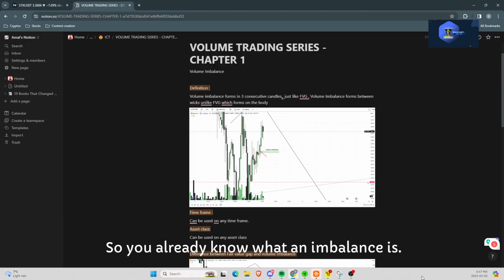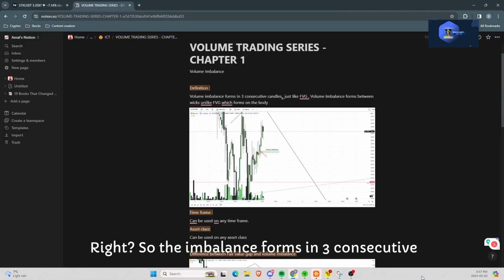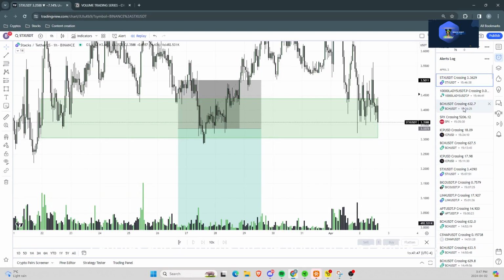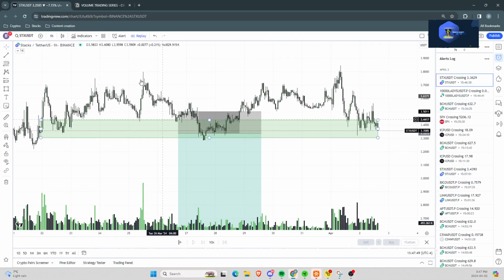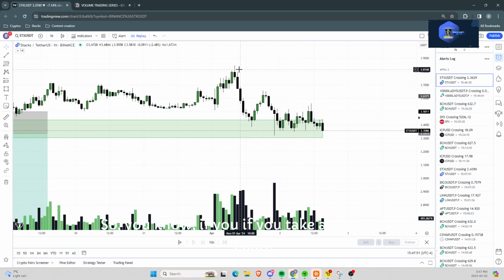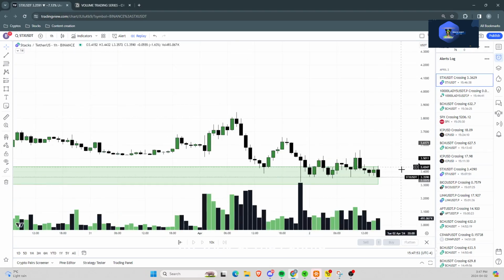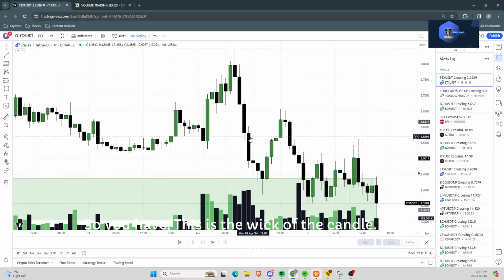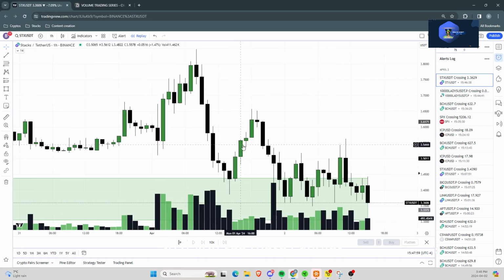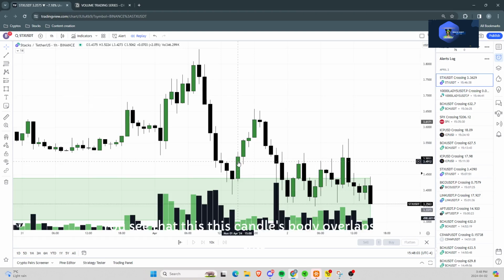So you already know what an imbalance is, right? The imbalance forms in three consecutive candles, and it forms on the body of the candle. So if you take a look at this chart, look at the candle. This is the wick of the candle, this is the body of the candle, right? If you see these candles, the bodies overlap. You see that this candle's body overlaps with this candle's body, and so on and so forth.